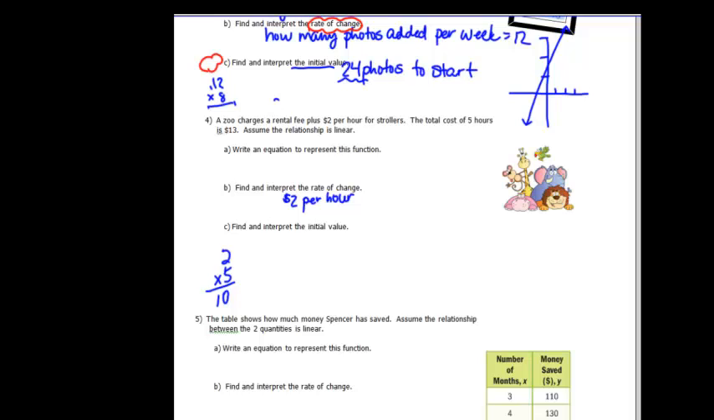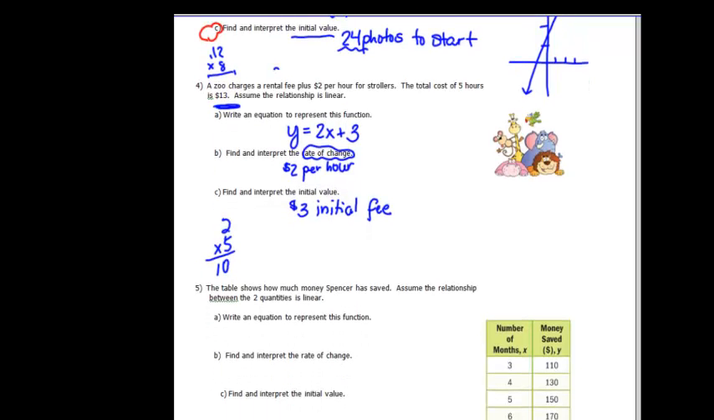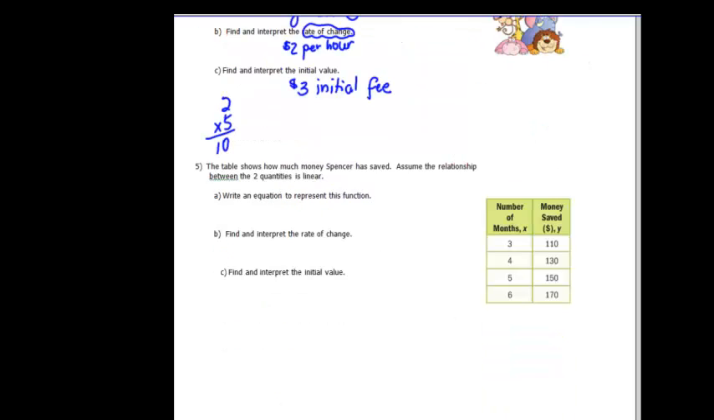But there was an initial fee, right? Because their total cost is 13. So what was the initial fee? The $3 initial fee for the stroller. That's the flat fee, okay? So an equation that represents this is going to be my per hour cost, my rate of change, times x, plus my initial value. Hopefully now you're starting to get this. And really my objective here for you is to sort of understand how lines, charts, and things like that can relate to a real life situation.